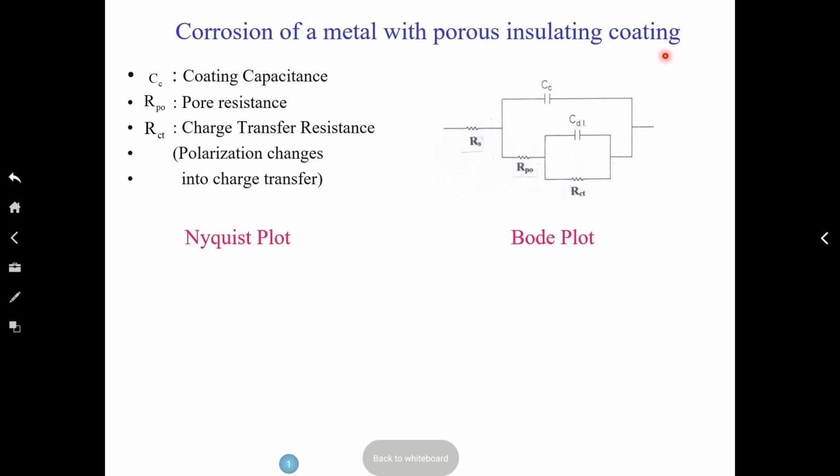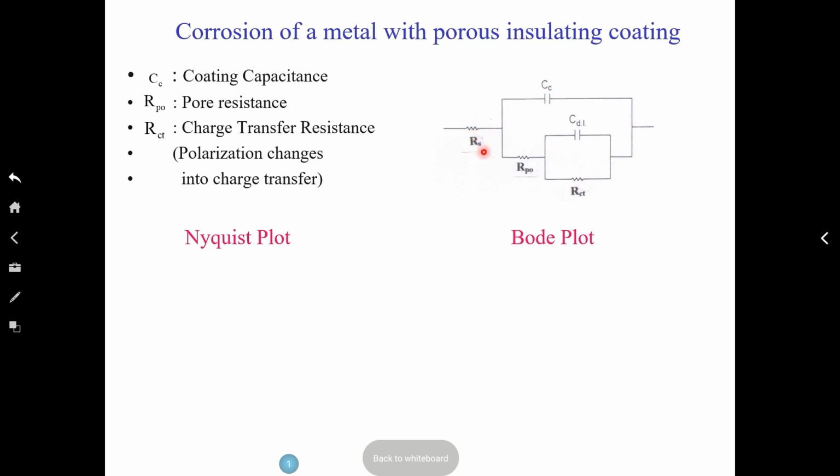The electrolyte will seep in, and the metal will start corroding. For that kind of scenario, they use this circuit. See how complicated it gets? So now you have this, which is something that we already analyzed. But on top of that, we have another RC pair and then another RS pair.